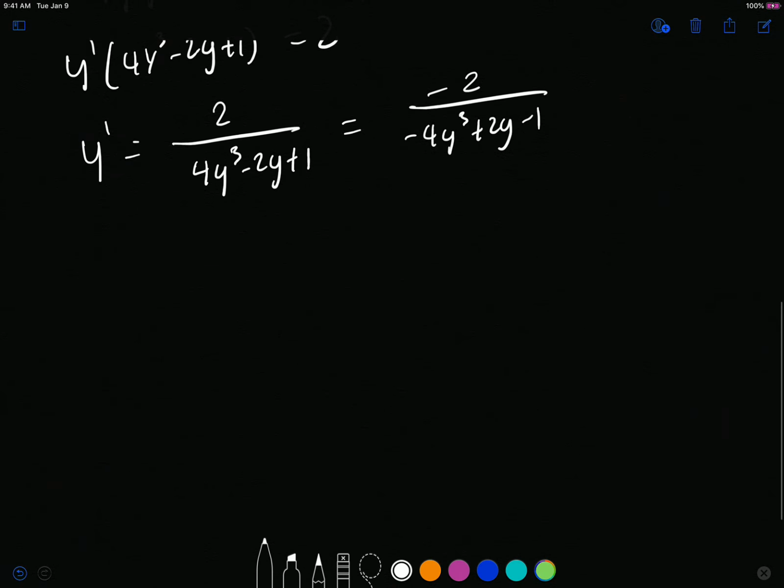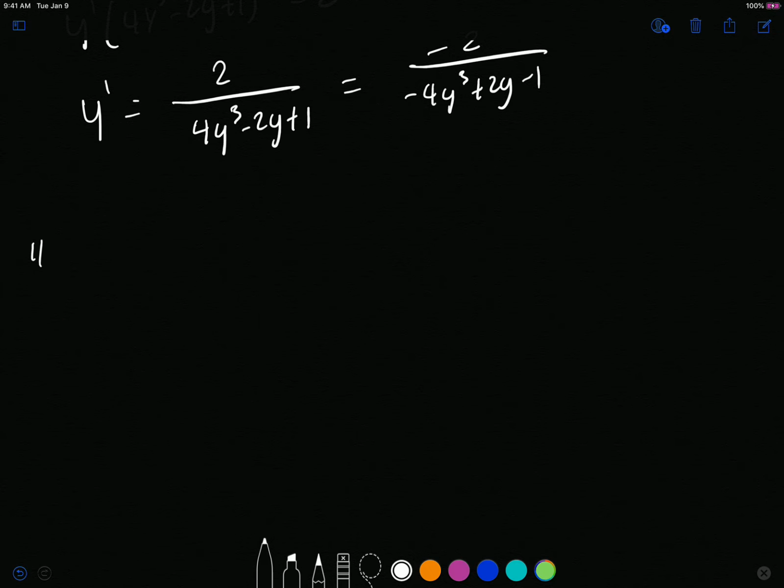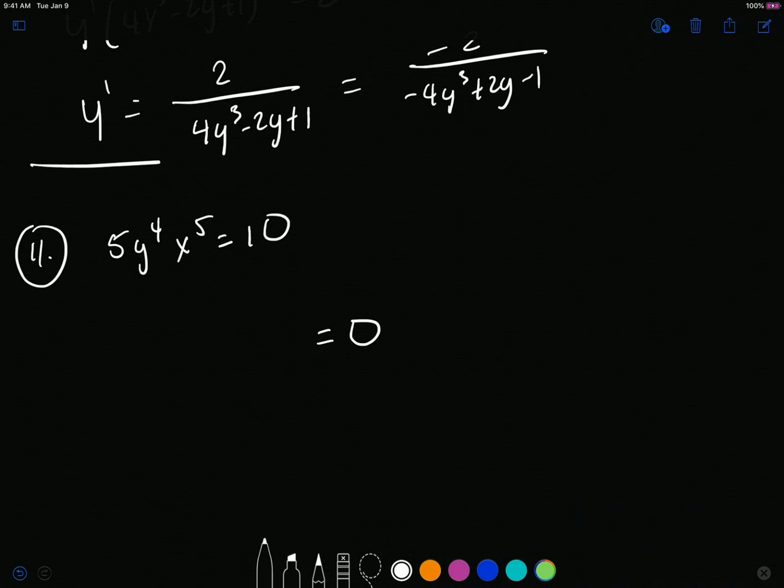Number 11. I have 5y to the fourth x to the fifth is equal to 10. And first off, the derivative of 10 is 0, correct? So I can go ahead and just take that derivative right off. Now the derivative of 5y to the fourth x to the fifth is a little bit more challenging because you have to use the product rule.